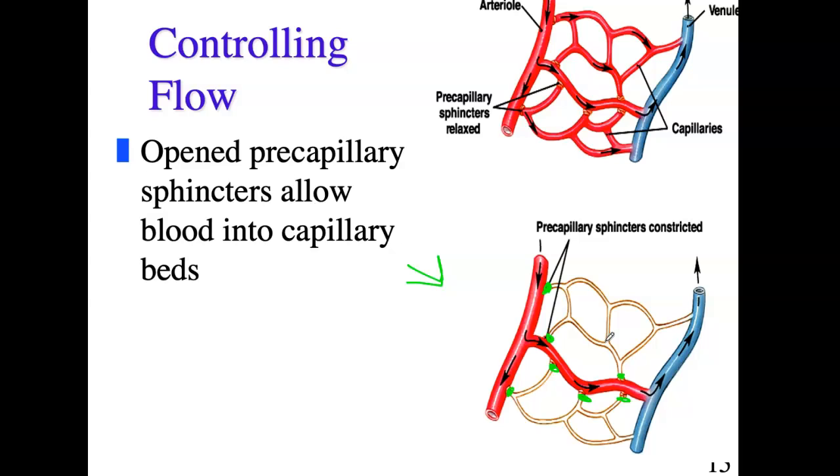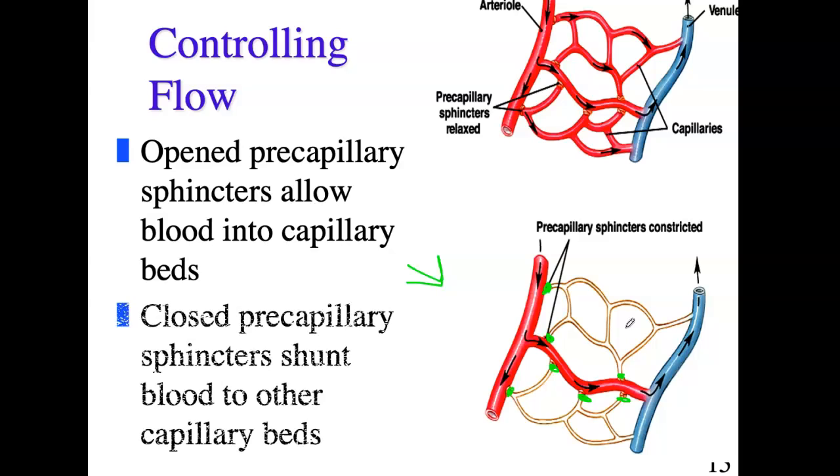Written out for you, open precapillary sphincters allow blood into capillary beds. So these are the precapillary sphincters not allowing blood into the capillary. And closed precapillary sphincters shunt blood to other capillary beds. So by not irrigating here, this blood will be able to go somewhere else and irrigate a bed that needs it at that time.